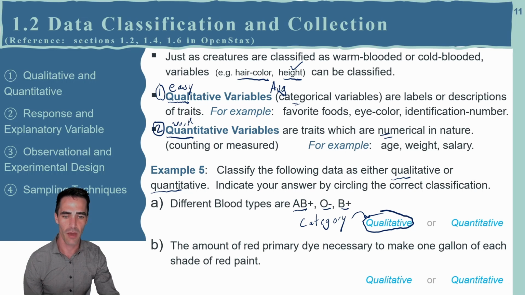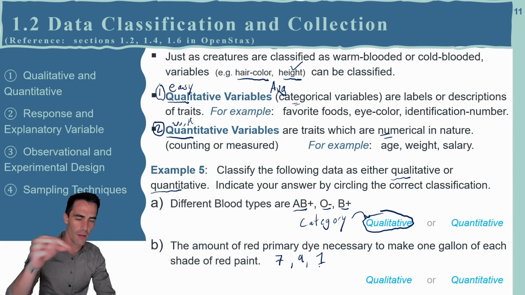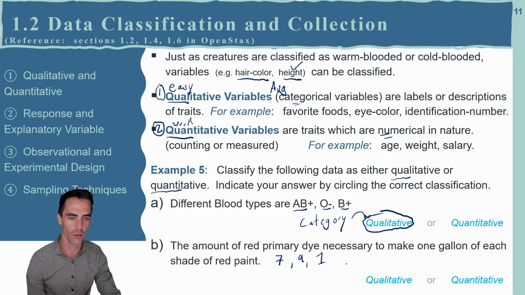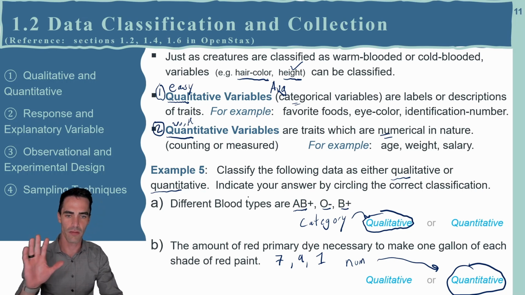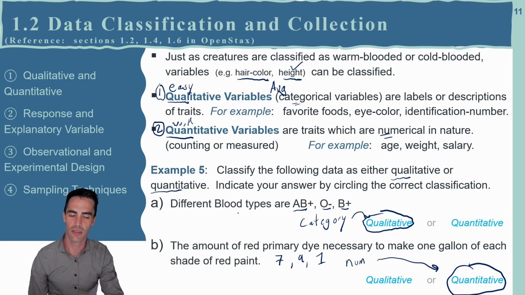Next one. The amount of red primary dye necessary to make 1 gallon of each shade of red paint. That might be 7 droplets. We might have something like 9, depending on how dark our shade, maybe just one little drop of red. But these are the different types of responses. Those things are numerical in nature, and so we'll talk about quantitative data. This is just the fundamental breakdown. Again, qualitative is fine to present, but not much analytics can go into it, at least the way these are phrased, versus quantitative, much more interesting and diverse.